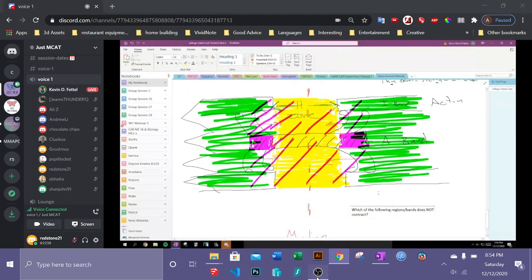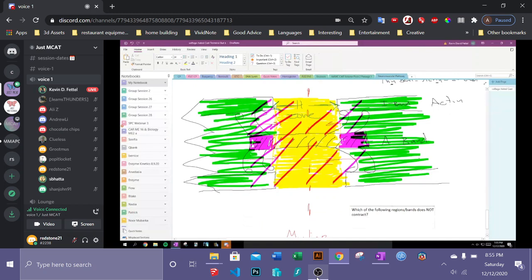Is it the A band? Is it the I band? Is it the H zone? What do you guys think? I'm guessing H zone. The H zone will get smaller, right? So as the I bands come in together, as they close in, I know it's kind of hard to see with this beautiful drawing, but as the I bands on each side come together, they're going to make that H zone a little bit smaller. The H zone is in between the I bands. So it's not the H zone. Good guess, though.